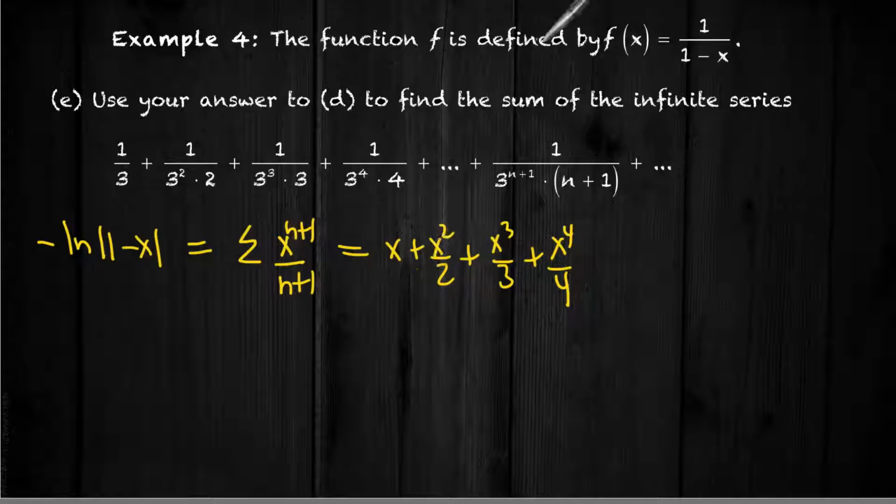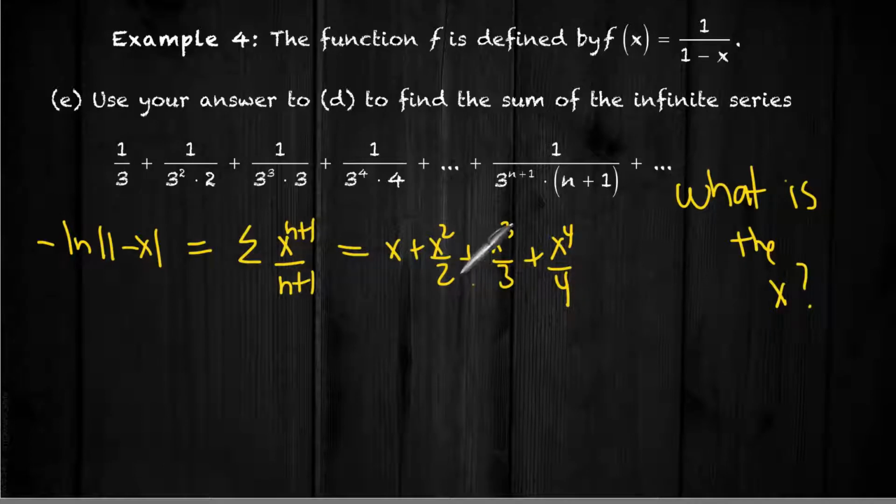All right, in Part D, we found four terms that we could use to approximate the negative natural log of 1 minus x. Let's keep that in mind. These four terms are an approximation of this function. And now they give us this series, and we need to figure out what the infinite sum is. And this is once again similar to what we did at the beginning of the video. We must identify the x. So what is the x? Well, let's just see. 1/3, 1 over 3 squared, that looks like x is going to be 1/3.